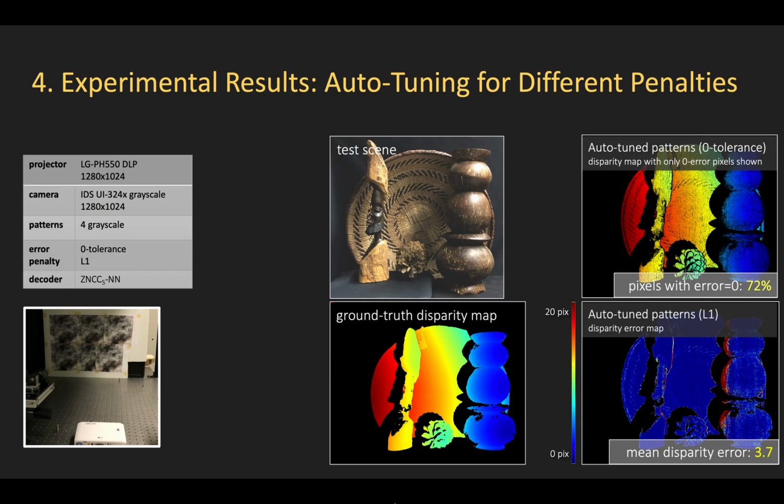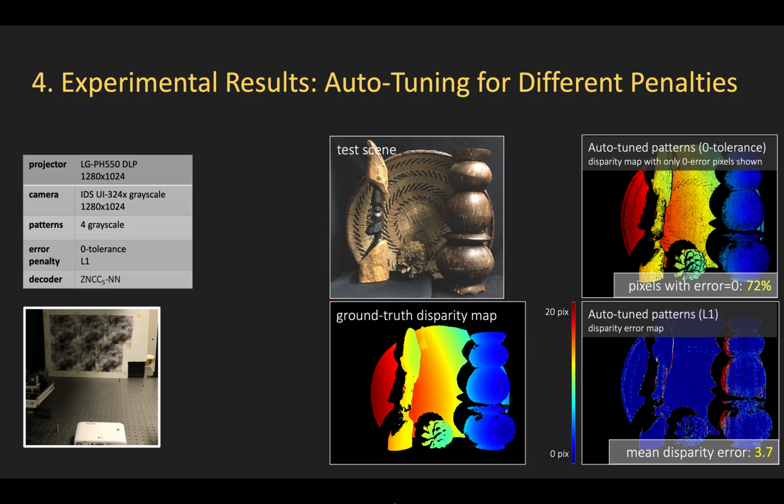And lastly, we show how it performs in comparison to the state-of-the-art on another testing scene. Let's use LGRDS system to optimize for zero tolerance and also L1 penalty. We show the disparity map of only 0 error pixels for 0 tolerance patterns overlaid with percentage of 0 error pixels. And we show the disparity error map for L1 pattern overlaid with its mean disparity error.